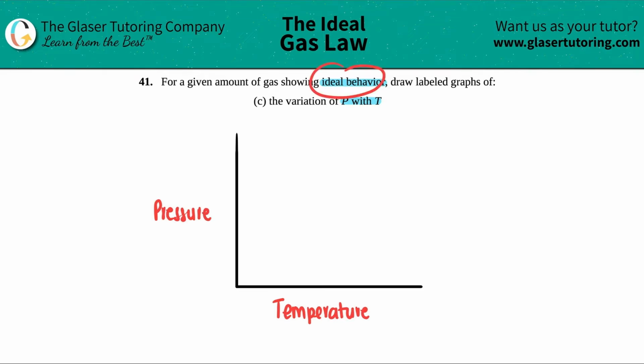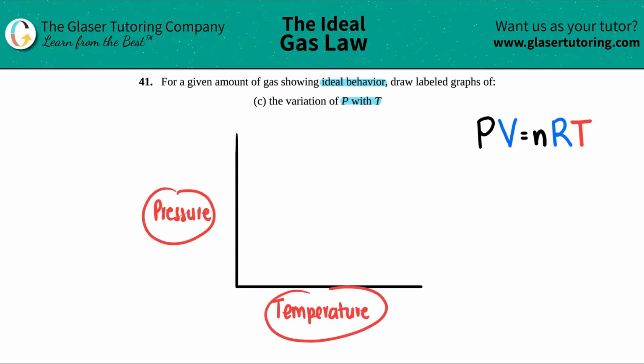Now, if they're talking about ideal behavior, that's the ideal gas law. And that's this one, right? It's PV equals nRT. Now, if we're only dealing with what's going on between pressure and temperature, that means that we don't care about the other variables. We can say that they're being held constant. So only focus in on the two that they gave you. In this case, we care about pressure and we care about temperature. So that means that all of these other three go bye-bye.